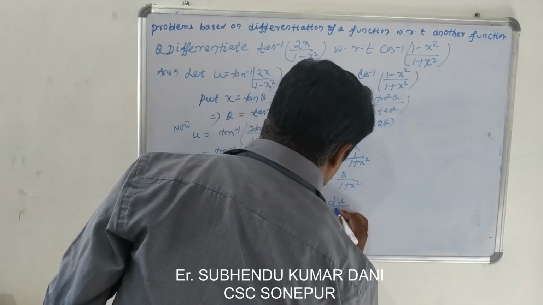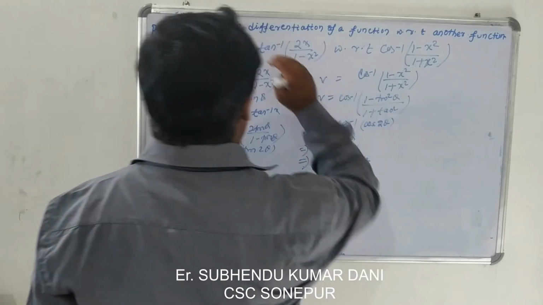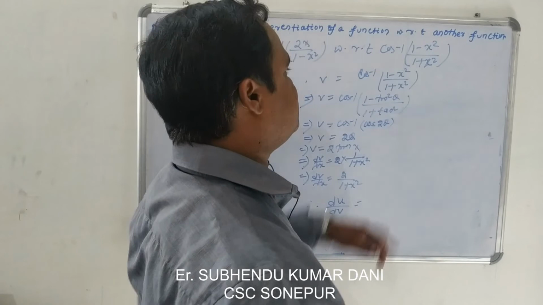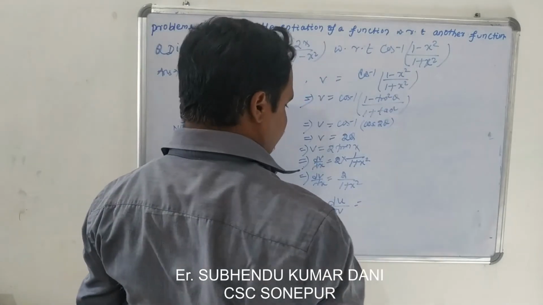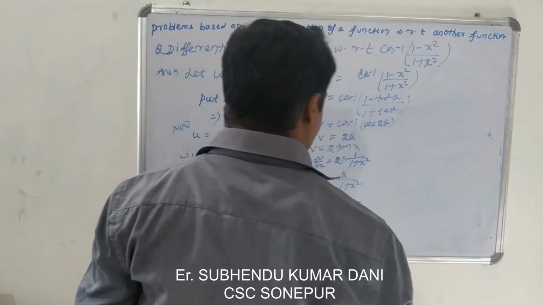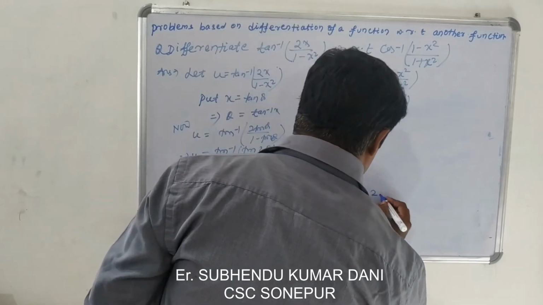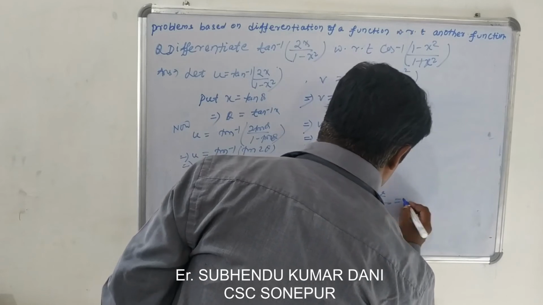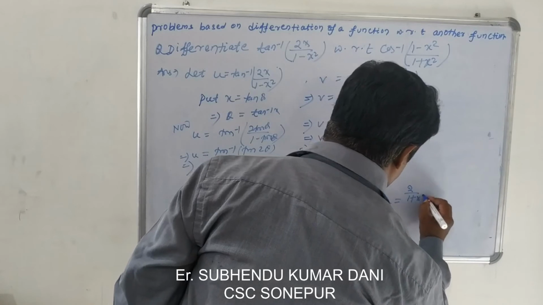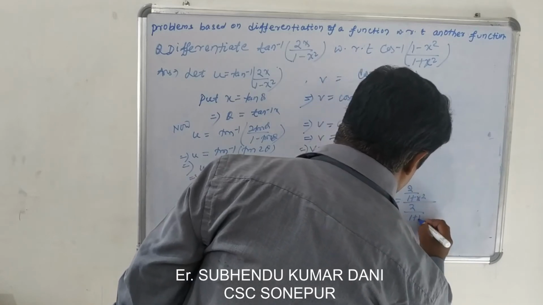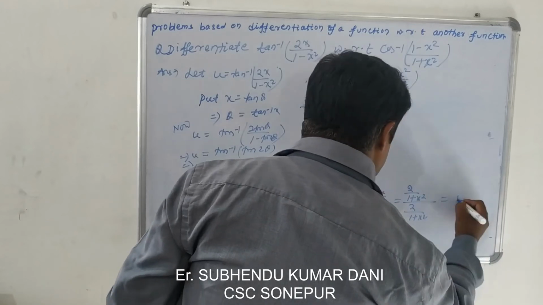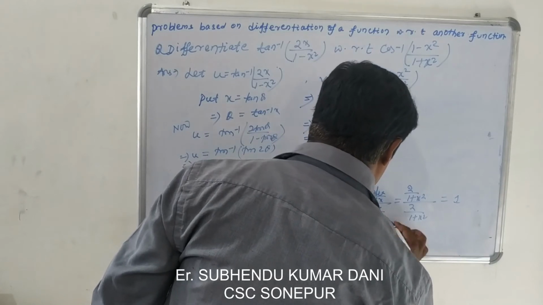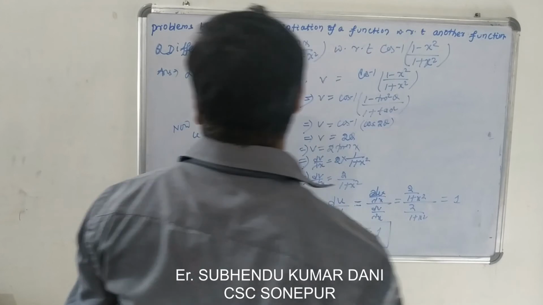we have to find du by dv, because tan inverse of 2x by 1 minus x square with respect to cos inverse of 1 minus x square divided by 1 plus x square. So this value equals du by dx divided by dv by dx. Your value is 2 divided by 1 plus x square over 2 divided by 1 plus x square. So this implies that du by dv equals 1. It is also a most important question for us.